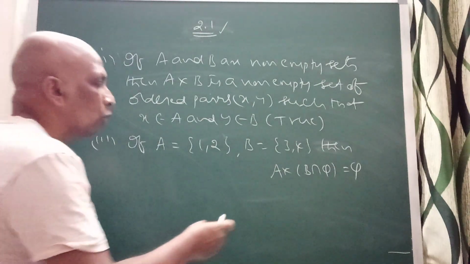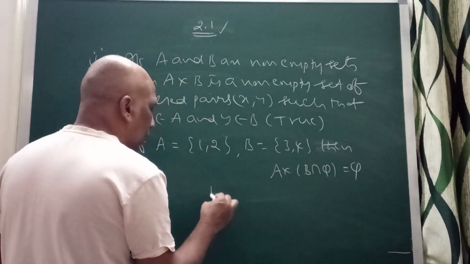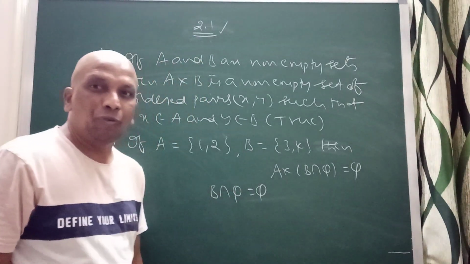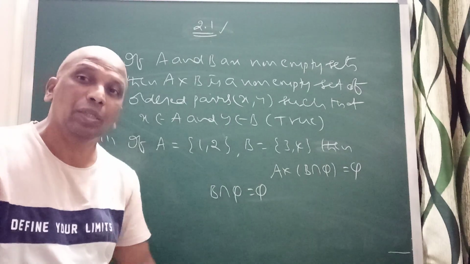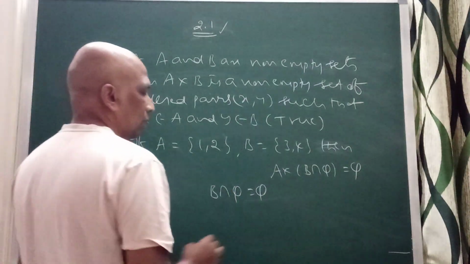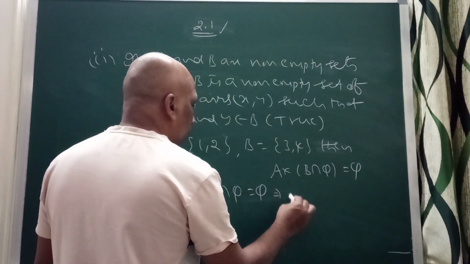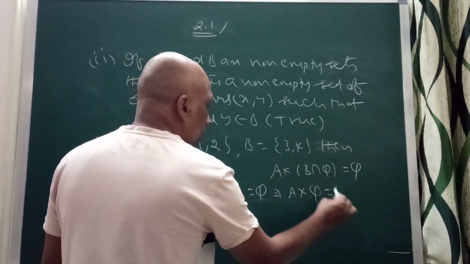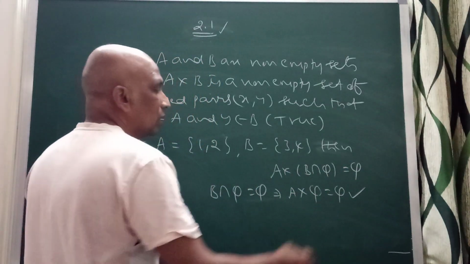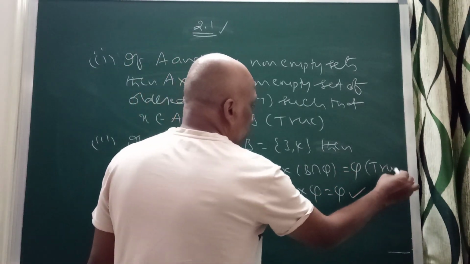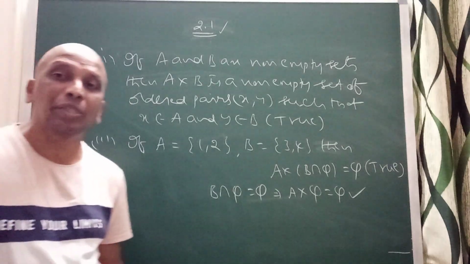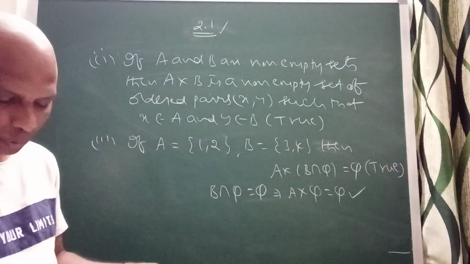Think about B intersection empty set. We know that B intersection empty set is empty set. If we take any set, its intersection with empty set is empty set. So from this, what can we conclude? A cross the Cartesian product with empty set gives empty set. This given statement is true. The Cartesian product of any set with empty set gives empty set. That will be true.